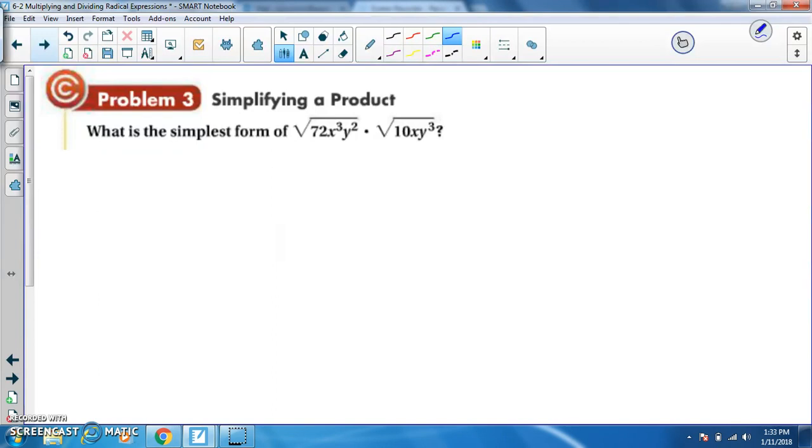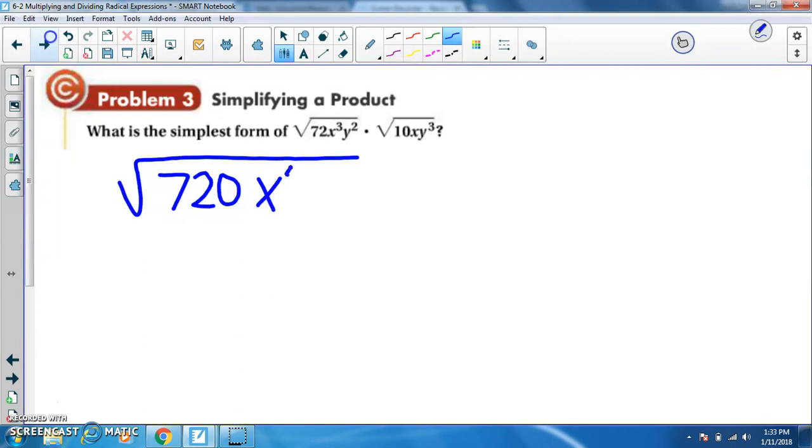So, simplifying a product. Now we need to be able to multiply and then simplify our product. So we have the square root, our index is the same. 72 times 10 is 720. x cubed times x is x to the 4th. y squared times y to the 5th is y to the 5th.